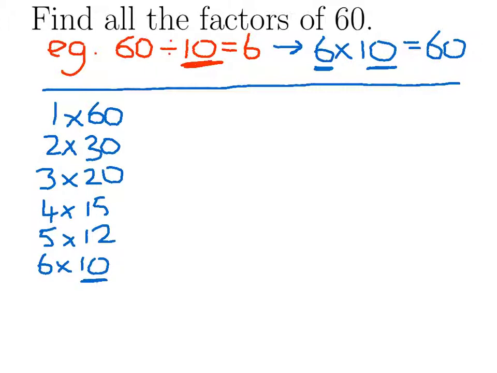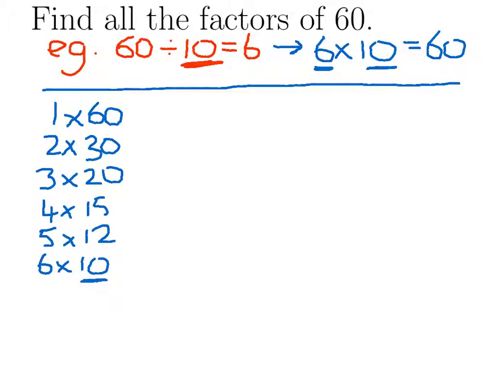As soon as you've reached the point where you're starting to talk about numbers that you've already got in that right hand column, then you know that you've finished and that you've got all of them. So this is the best way to set it out to make sure that you don't forget or miss out any of the factors accidentally.